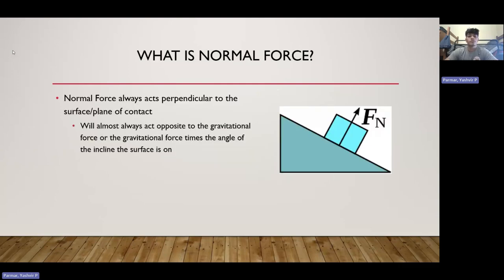Now, what is normal force? Normal force will always act perpendicular to the surface or plane of contact, and in our cases, it will almost always act opposite to the gravitational force, or the gravitational force times the angle of the incline the surface is on. So as you can see on the diagram on the right, where we have a box on an inclined plane, the normal force acts perpendicular to the plane of contact on the inclined plane, as you can see in the diagram.